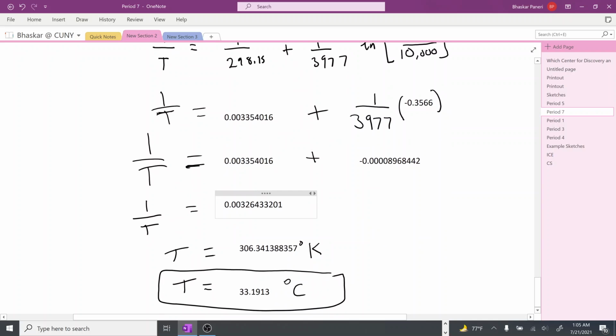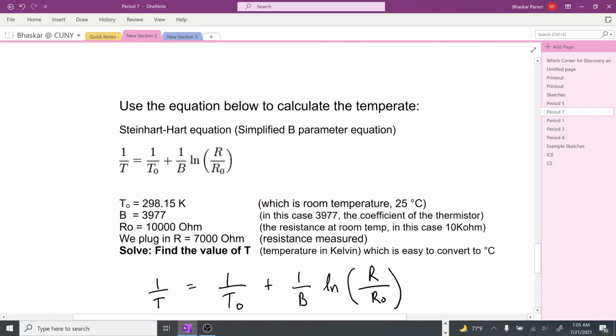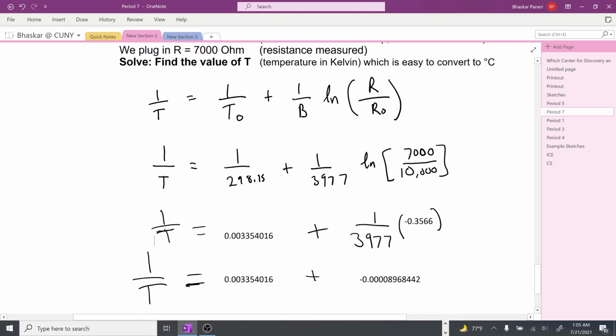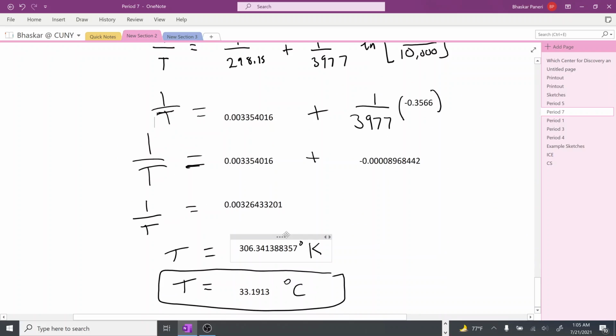Okay, so once again, to summarize, we were looking for the temperature, and we had all of the values given to us. All we had to do is solve for this T temperature value, and we plugged everything into the equation, and we got the final answer as 33.19 degrees Celsius. That's all.